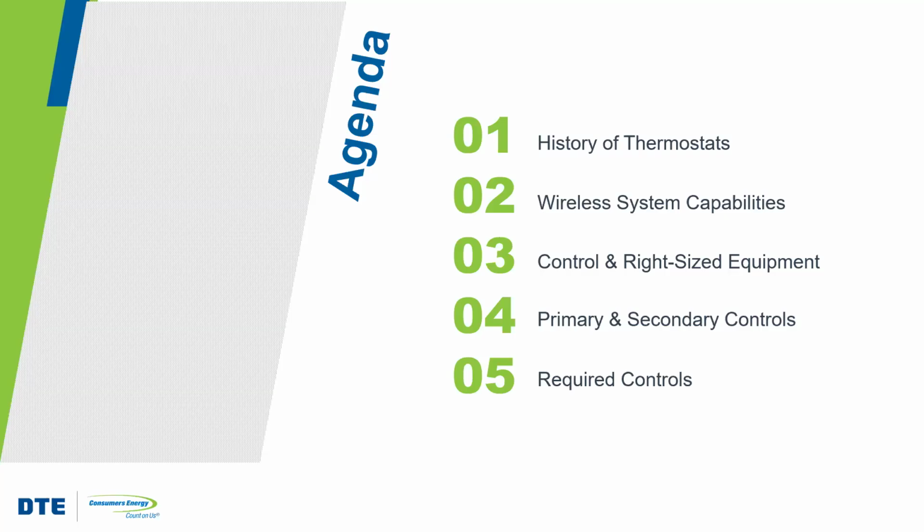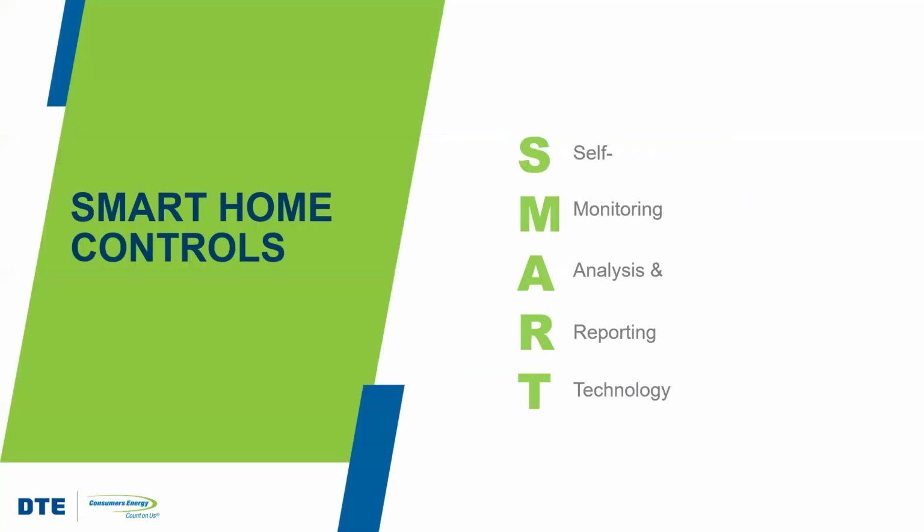Today we'll be talking just a little bit about the history of thermostats. We'll talk about the progression up to wireless system capabilities. We'll talk about, again, right-sized equipment and controls for that. We'll talk a little bit about the difference between primary and secondary controls for HVAC systems, and then we'll talk about some code requirements for those control systems. So let's just kind of dig in.